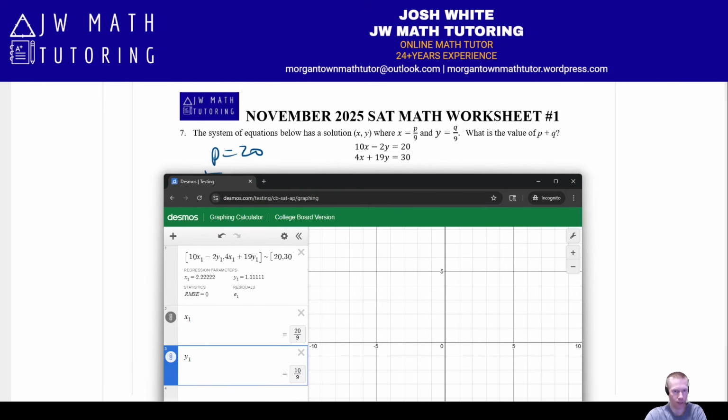Same thing with y1. It has the extra decimals. It's 10 over 9. It has the exact value. 20 plus 10 answers 30. So that's the advantage to using regression for this one.